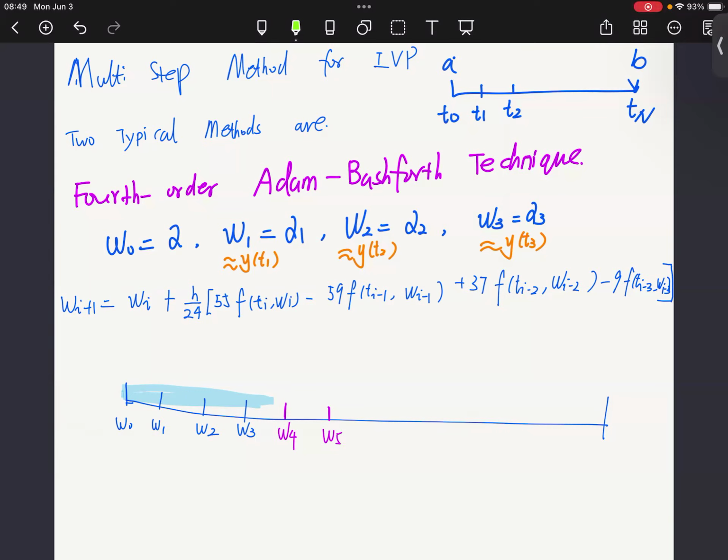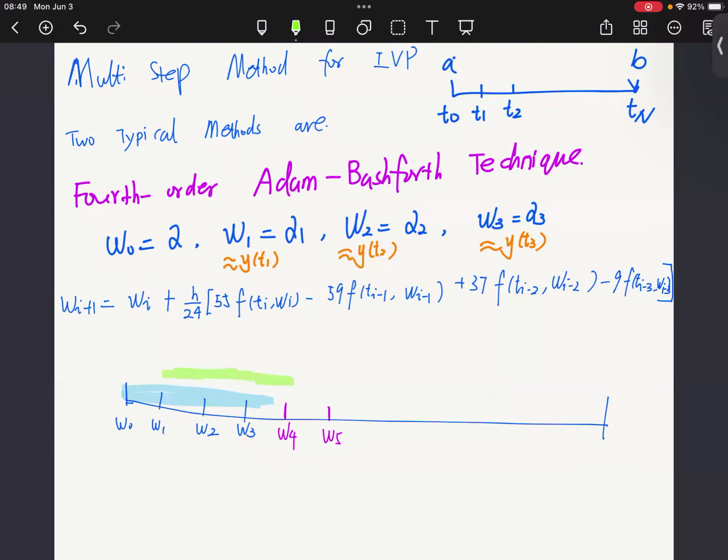If you take a look at this colored part here, the blue parts are the things we need to calculate W4, and the green part is the things we need: these 1, 2, 3, 4 points. These are the four point values we need to calculate W5. You can see we are reusing the W1, W2, W3 values here, the f function evaluated at these three points. We are reusing some things we calculated, and this is not like the Runge-Kutta methods.